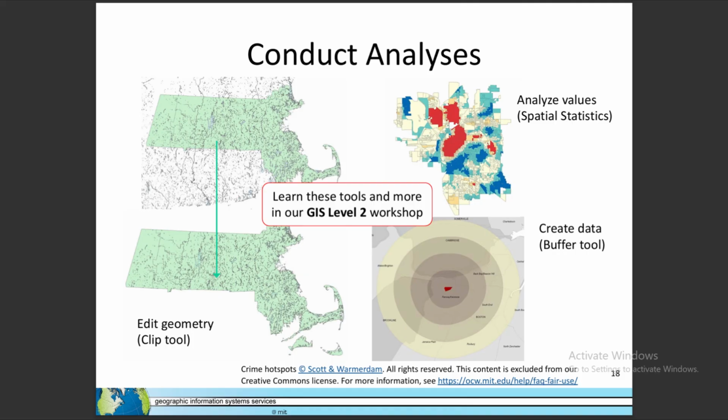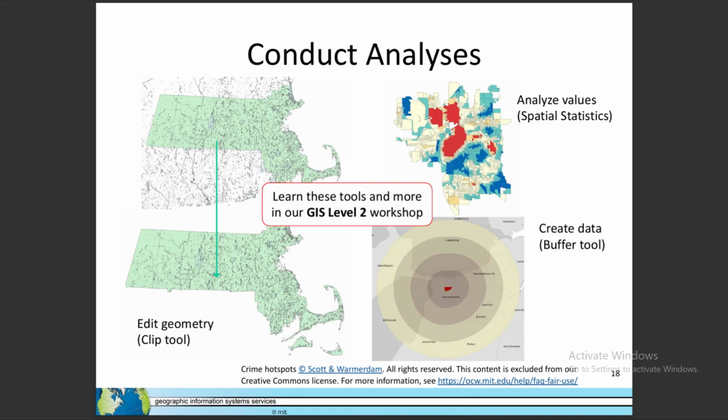And perhaps most powerfully, GIS lets you conduct spatial analyses. Look at the 3 examples on this slide. Spatial statistics. The map on the upper right shows crime hotspot analysis. By looking at where incidents cluster in space, we can identify patterns that aren't visible in a simple table of data. This is the basis for much public safety analysis, epidemiology, and environmental justice research.